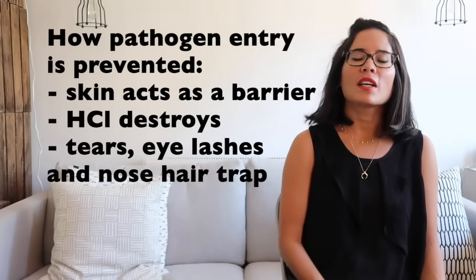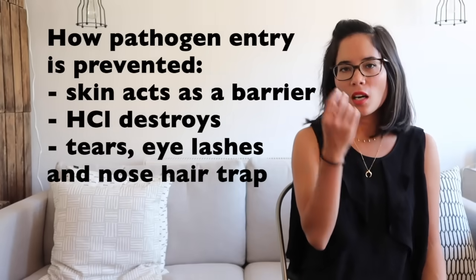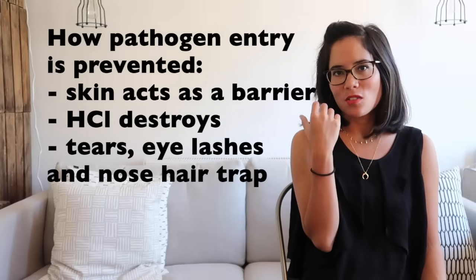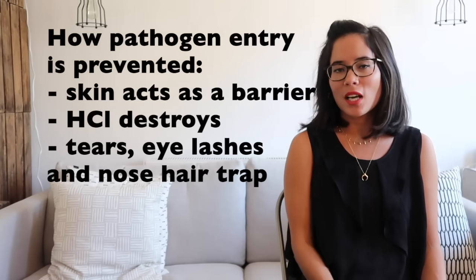Next topic, white blood cells and the immune system. So let's first of all discuss how we prevent pathogen entry in the first place. So remember, our skin acts as a barrier. The hydrochloric acid in our stomach helps to destroy pathogens. Our tears prevent pathogens entering our eyes, and also your eyelashes.